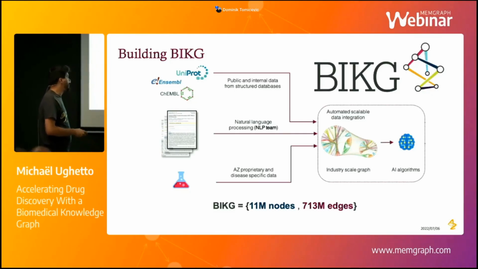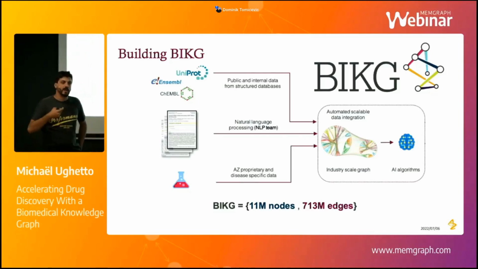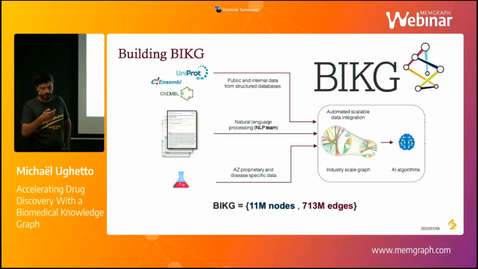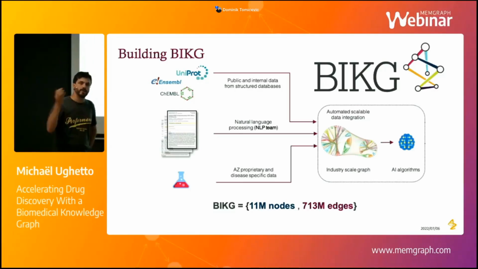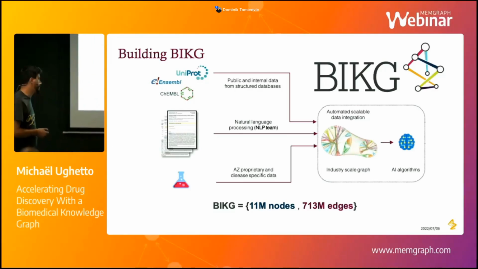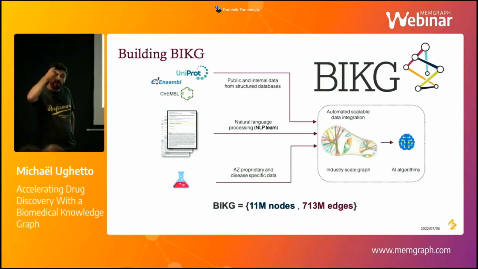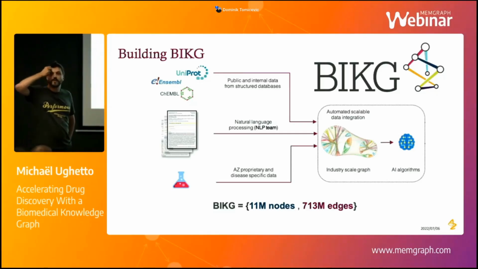And at the very end, we have this large-scale graph, which is made out of 11 million nodes. So they are the entities. They will be cell types, genes, gene variants, drugs, compounds. All the entities that will be involved in drug discovery. In total, we have 700 million edges. So it's a very dense graph.